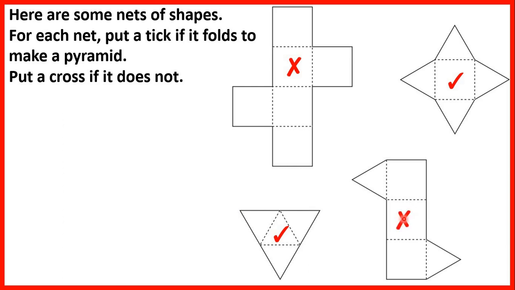And this shape here will not fold to make a pyramid, it will make a triangular prism because we could fold it over to have a triangle at both ends and then rectangles in the middle.